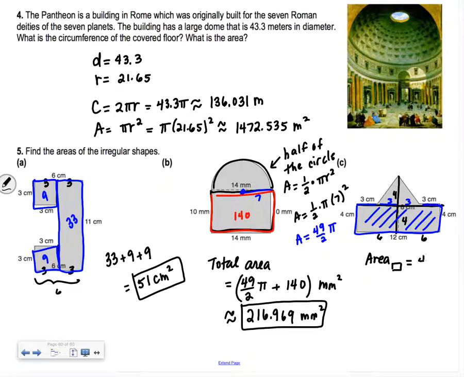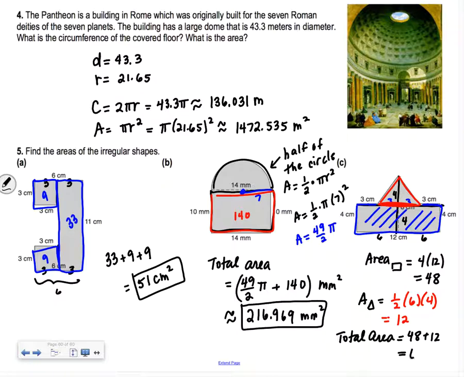is going to be 4 by 12, which is 48. And then our area of the triangle, let me just do this whole big triangle all together, is 1/2. Base was 6, height is 4. So do you guys see how this distance here is 6? So it's going to be 12. So my total area is 48 plus 12, so it's 60 square centimeters.